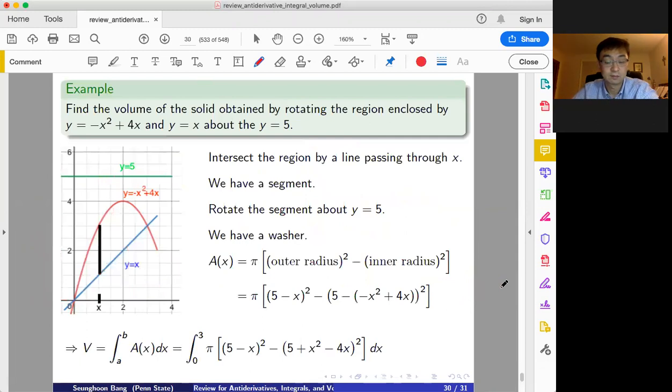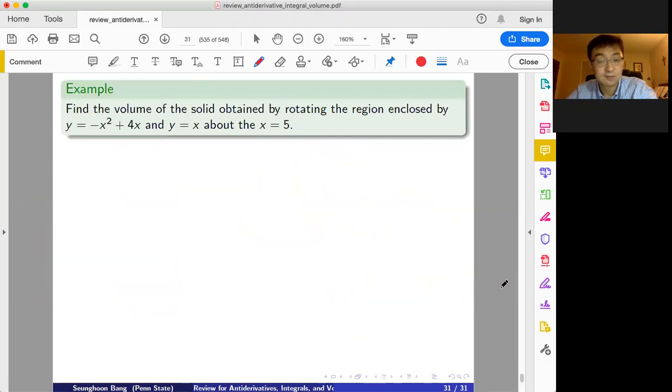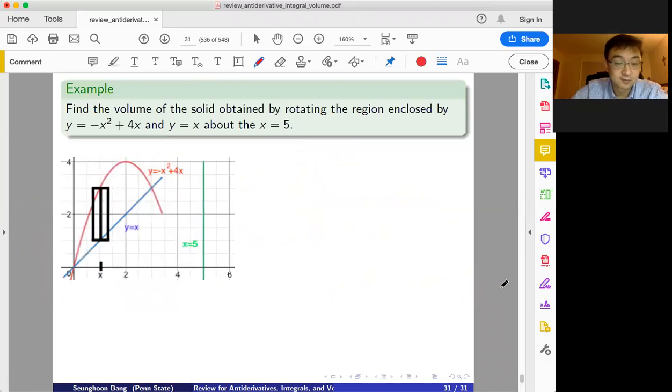This one. So the last one. Like this. Here, the rotating axis is a vertical line. Here, the rotating axis is this one, the green one.